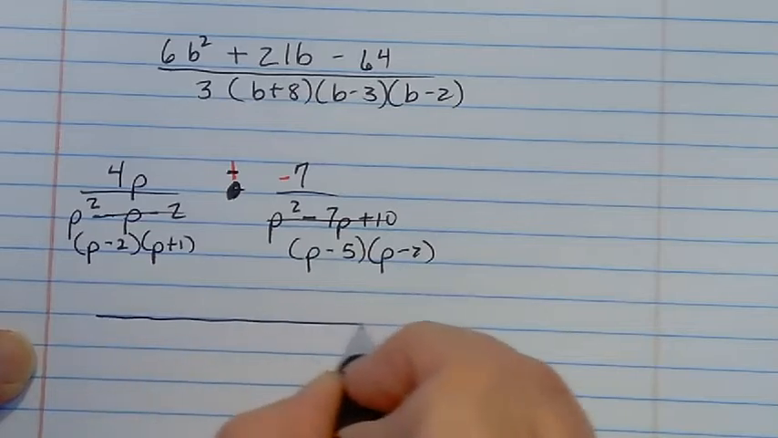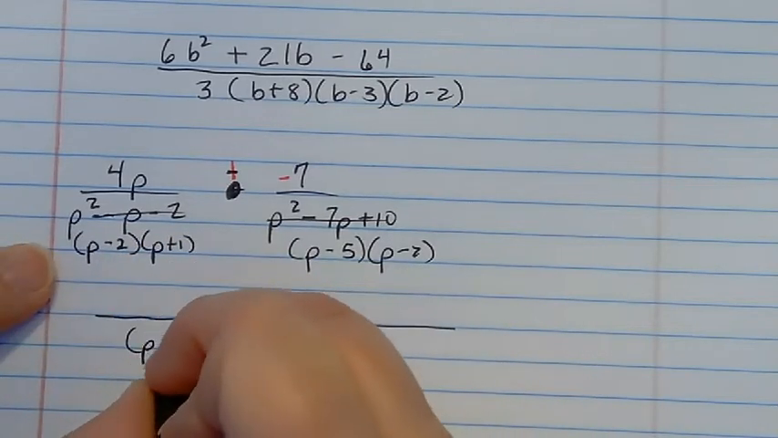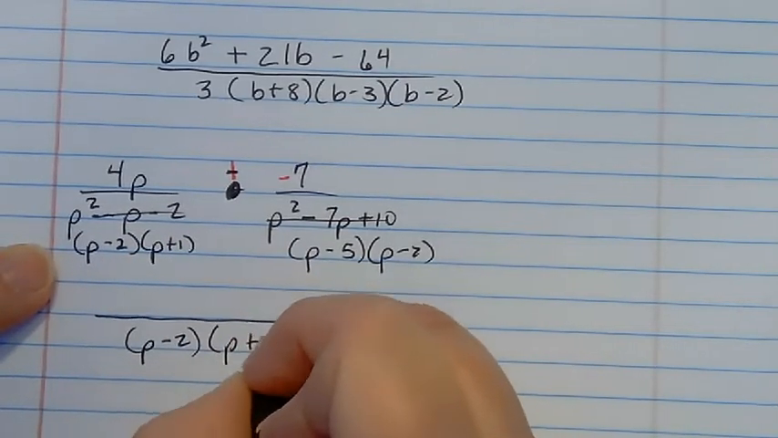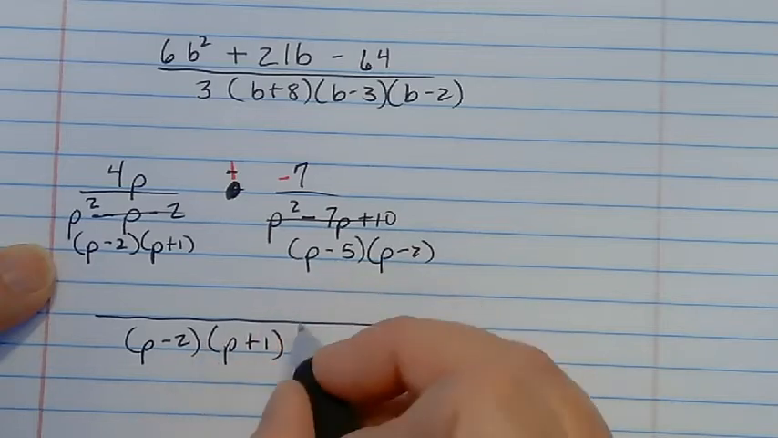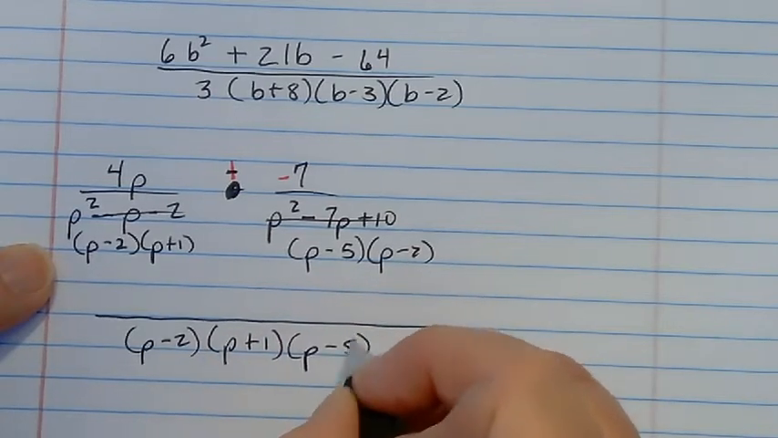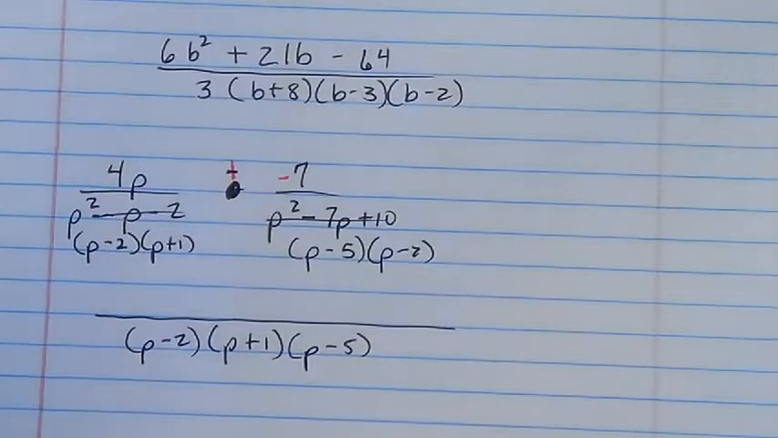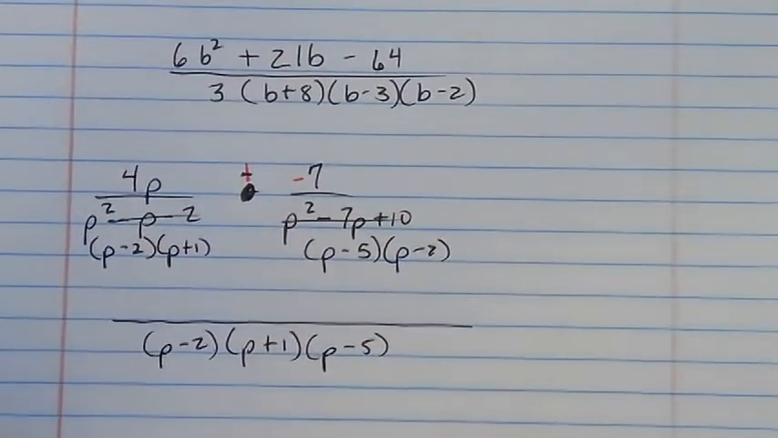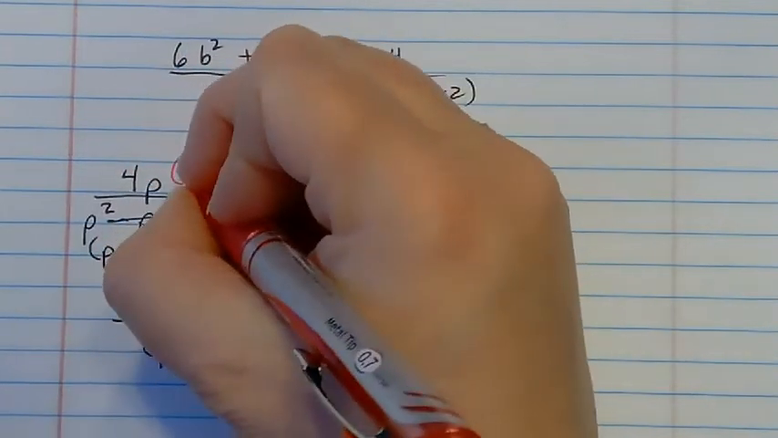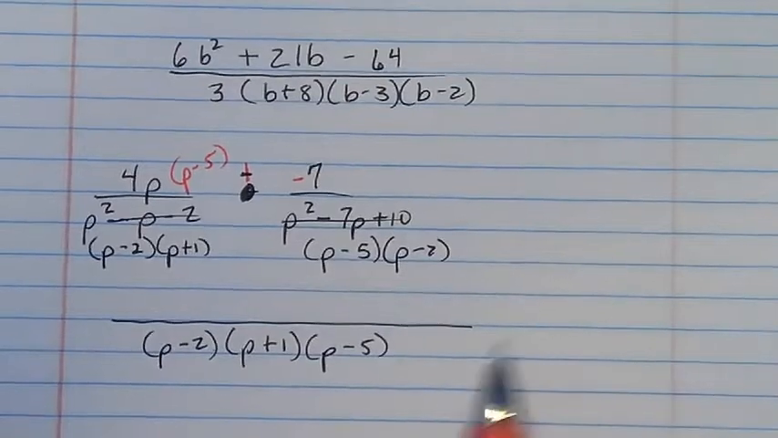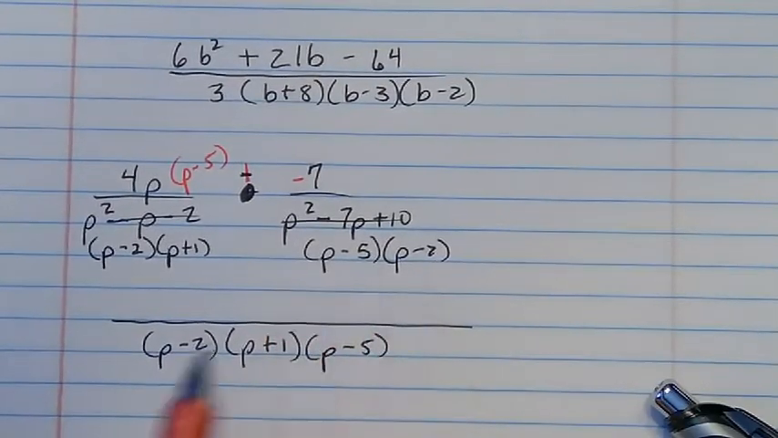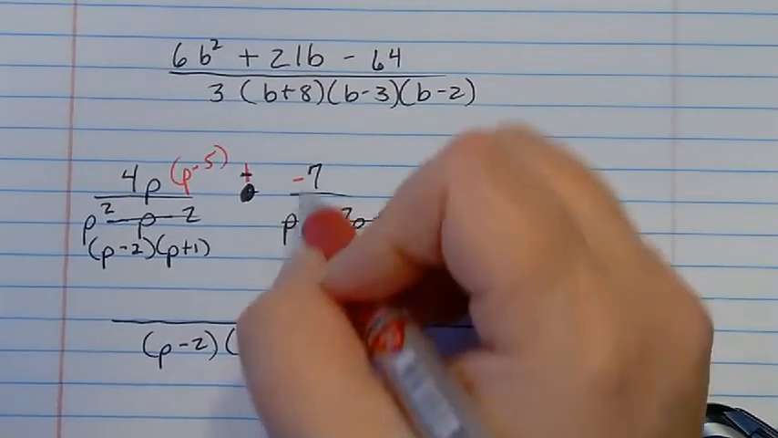So now I got to get my common denominator. I need a p minus 2 and a p plus 1. I don't have a p minus 5 down there, so I need that. I already have the p minus 2, so I don't need another one. So what is missing from here to here is the p minus 5. So I've got to multiply that. What is missing from here to here? Just the p plus 1.